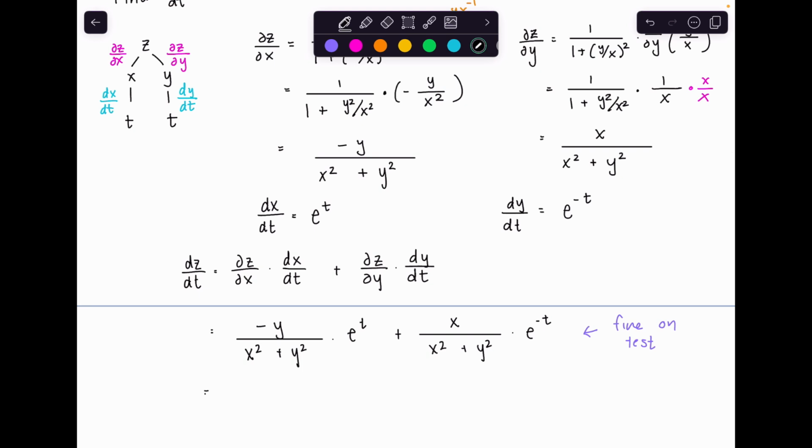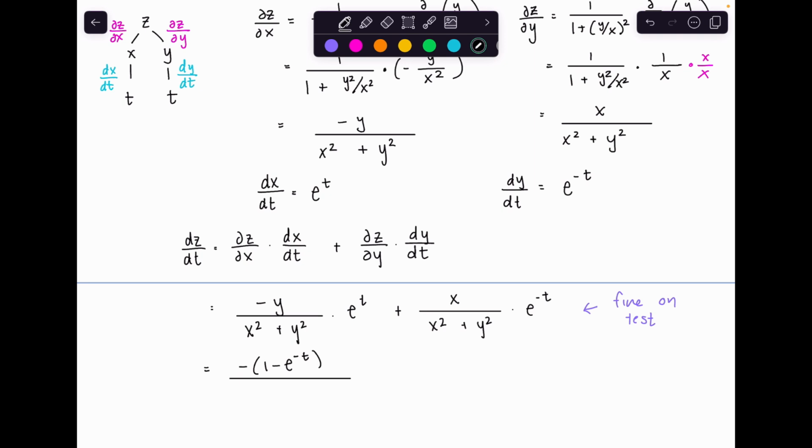So y is 1 minus e to the t. So this would be negative 1 minus e to the negative t. The denominator x is e to the t, so this is e to the t squared, and that is 1 minus e to the negative t squared, e to the t. So again, the y is getting replaced by 1 minus e to the t, and then the x is getting replaced by e to the t.